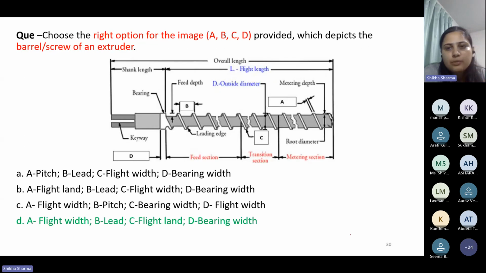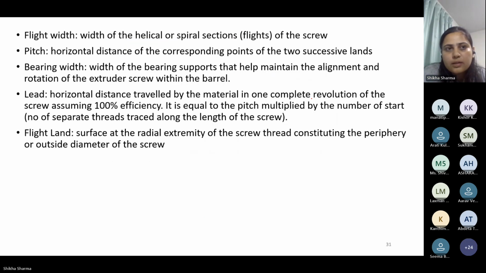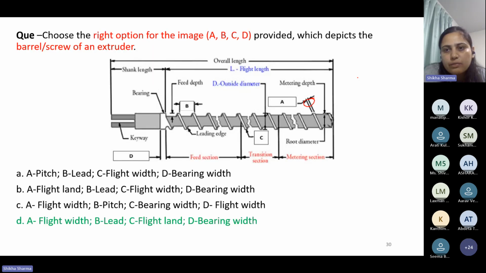This is the flight. A is flight width. This is the flight width, right? So flight width is the width of the helical or spiral sections, or the flights, of the screw. These are flights, right? On the screw, these are flights. So its width is flight width.